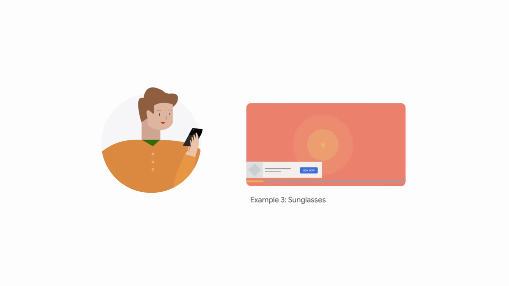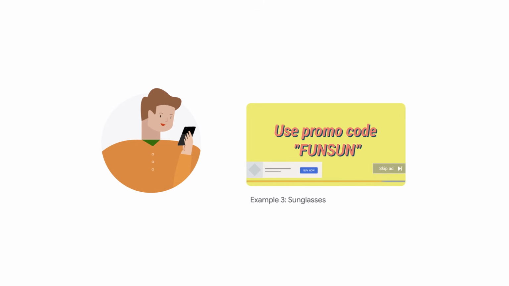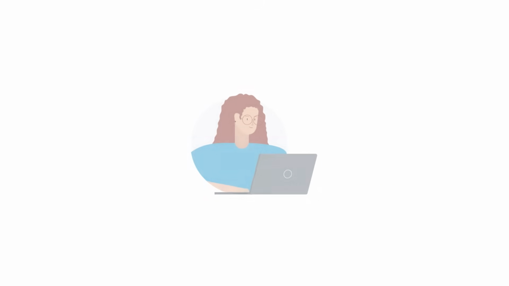Don't forget, the majority of YouTube ads are viewed on mobile devices, so zoom in on faces and products, use bright footage and colors, and ensure text is large enough to read on a small screen. Okay, ready to create a TrueView for Action ad?